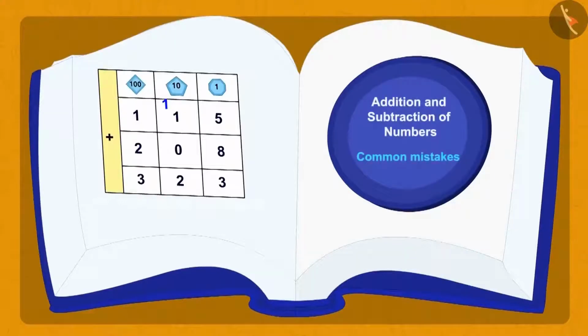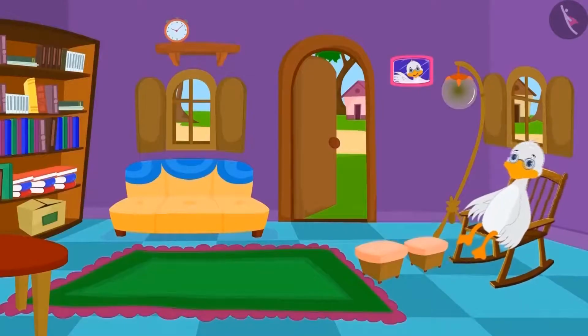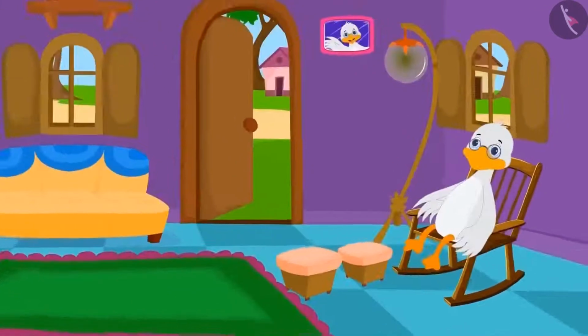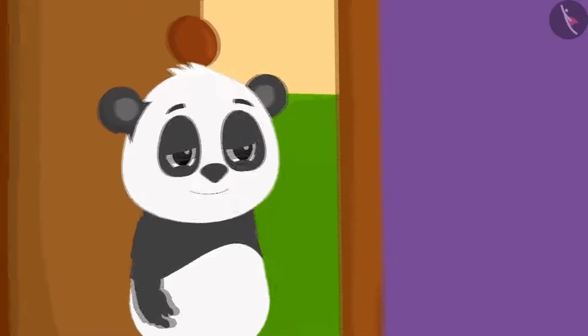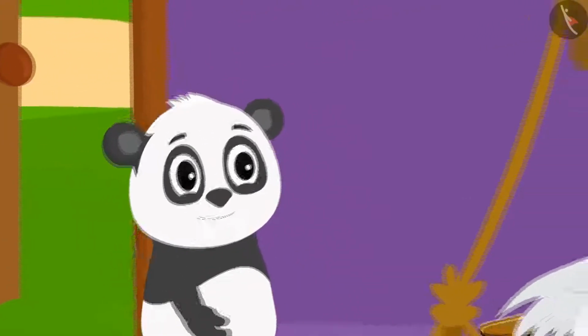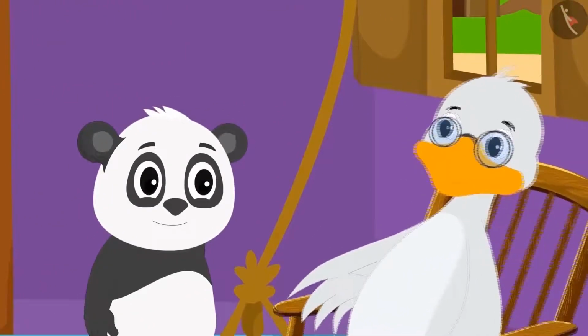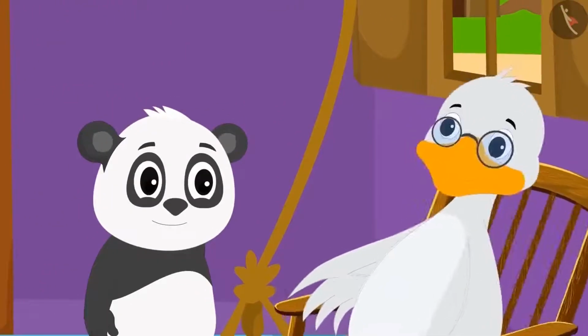Children, in the last lesson, we have seen some interesting examples of addition and subtraction of numbers. In this lesson, we will cover some common mistakes related to this. In the village, anyone who has any doubt in mathematics goes straight to Uncle. Today, Golu Panda also reached out to Uncle with a doubt.